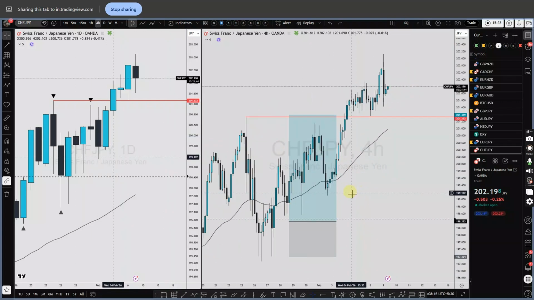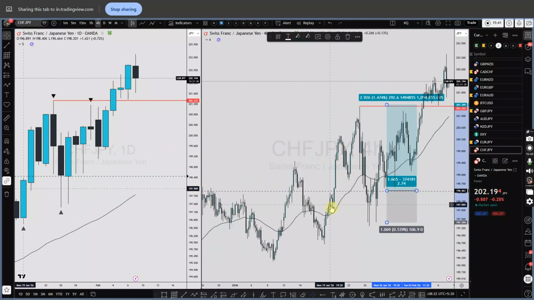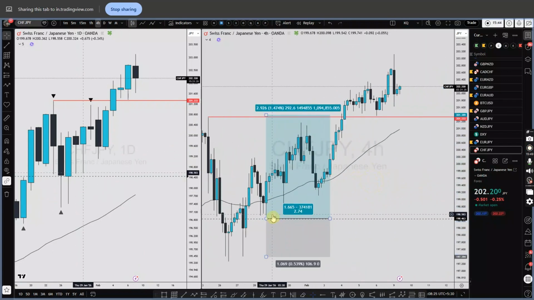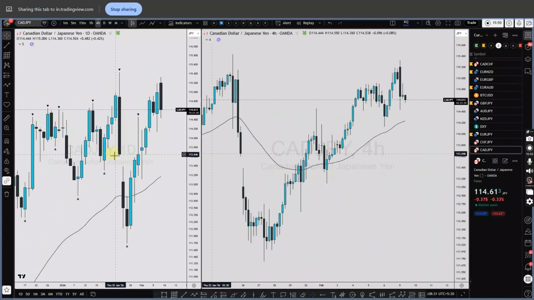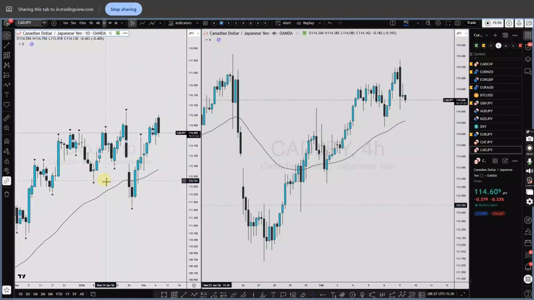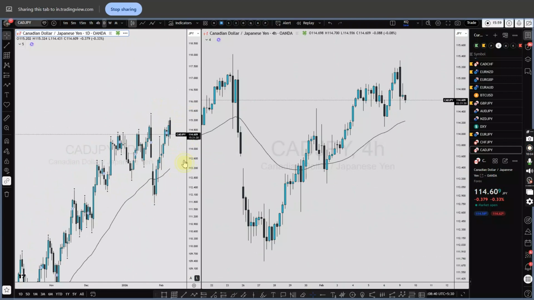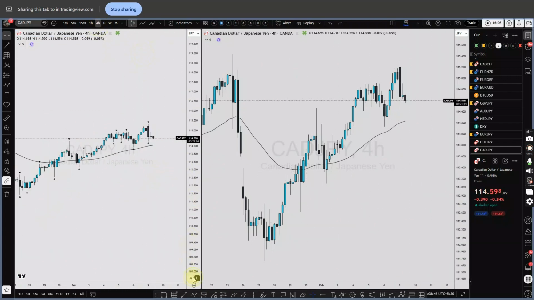CHF JPY played out pretty well. Look at this. We were planning for this long last week, but we missed the trade by a few pips. CAD JPY, we are overall bullish. Even though the last breakout structure was downside, we're still strongly trading above 50 EMA. So we're only going to look for longs in 4-hour.